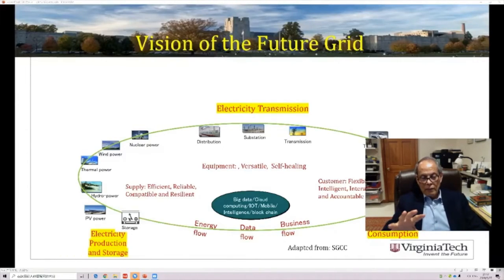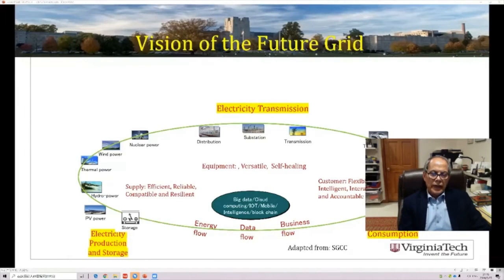So let's look at production and storage first. Look at the storage battery. On the lower left, electricity production and storage, we are using storage battery, rooftop PV power, photovoltaics, hydropower, thermal power like coal, wind power, and nuclear power. At the top, I have electricity transmission, which is transmission, substation, distribution. All of that is needed to bring the power from the source on the left to the demand on the right.